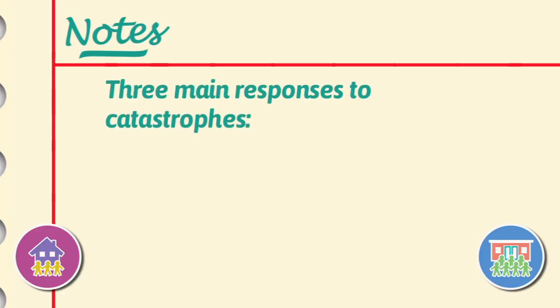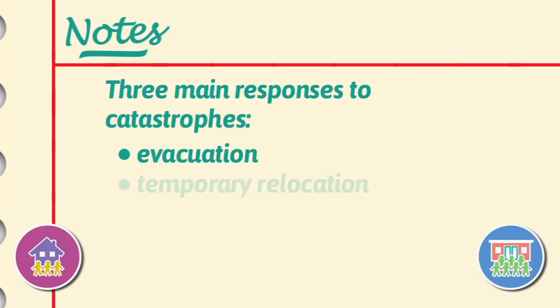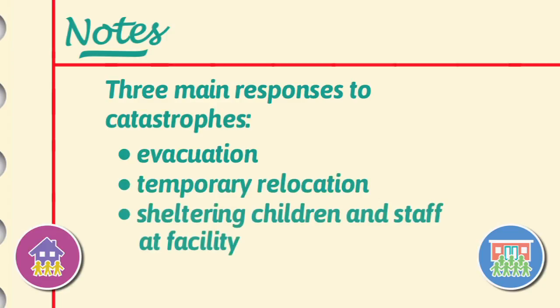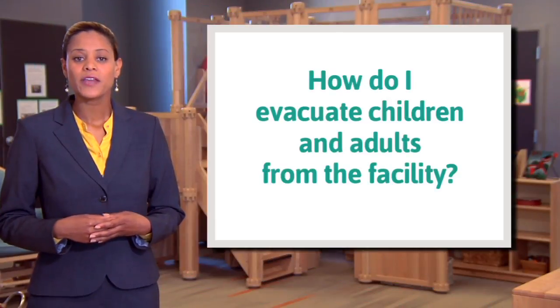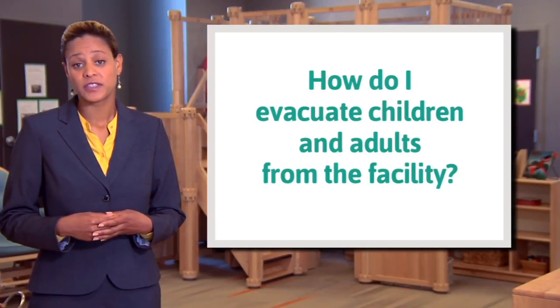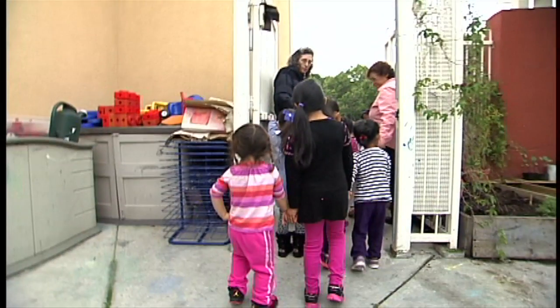Let's consider 3 main responses to these catastrophes: evacuation, temporary relocation, and sheltering children and staff at your facility. How do I evacuate children and adults from the facility? At a child care program, teachers and children exit the facility during a drill. On a bulletin board, an evacuation plan is posted.